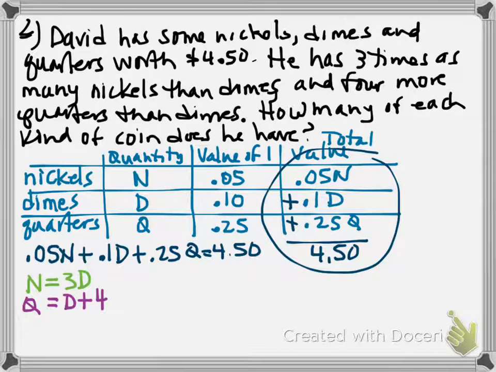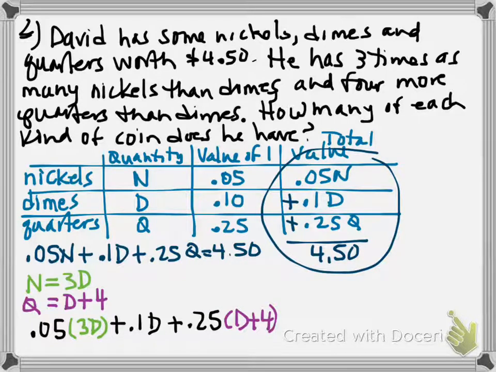What does this look like to you? This is a perfect one for substitution. So 0.05 instead of N, we write 3D, plus 0.1 D. Plus 0.25, and instead of Q, we write D plus 4. All of that equals $4.50.